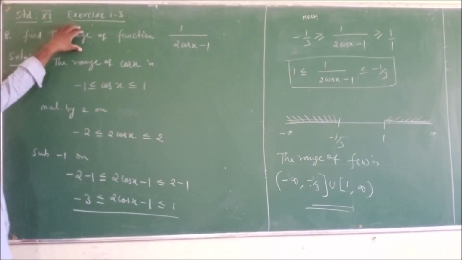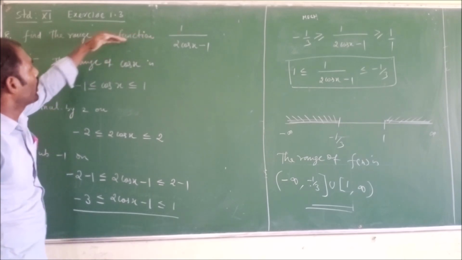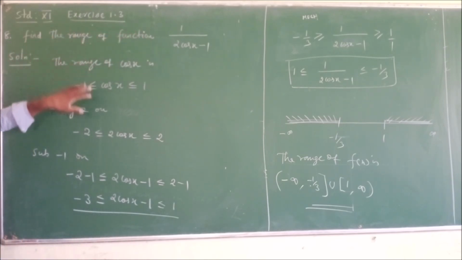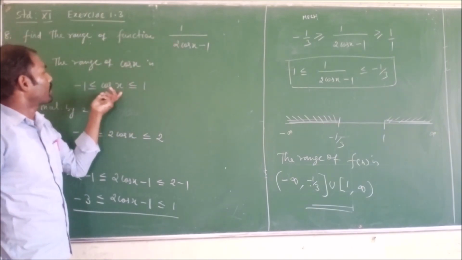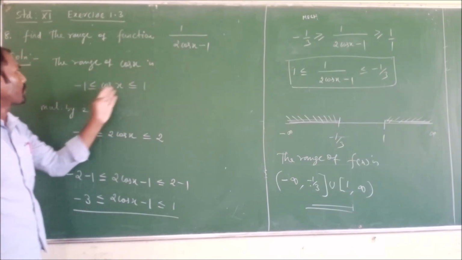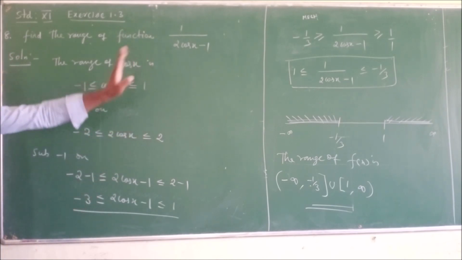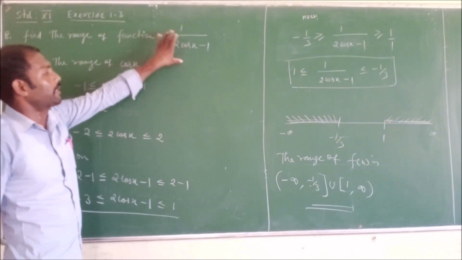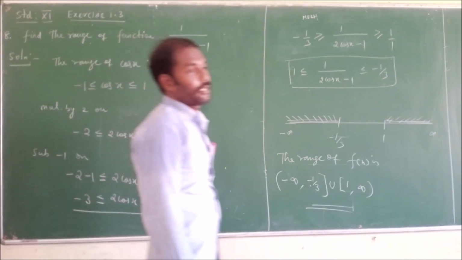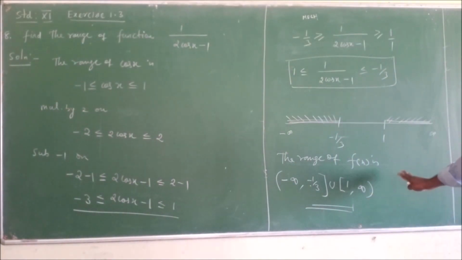So first, what is the range of the cos function? Minus 1 to plus 1. So convert cos x into the required term: multiply by 2 and subtract 1. After that, take the reciprocal, and f of x is of this type. It is clear what the range of the function is.